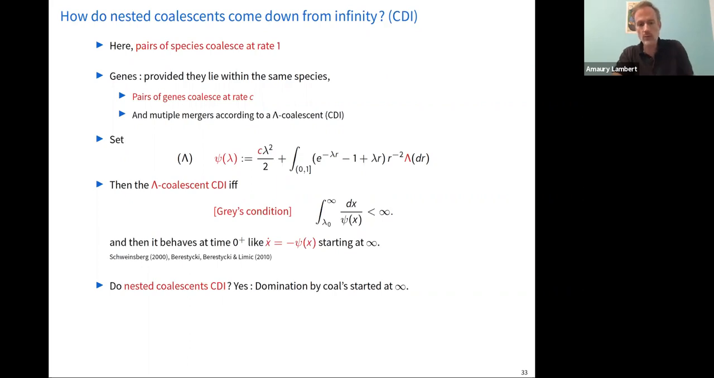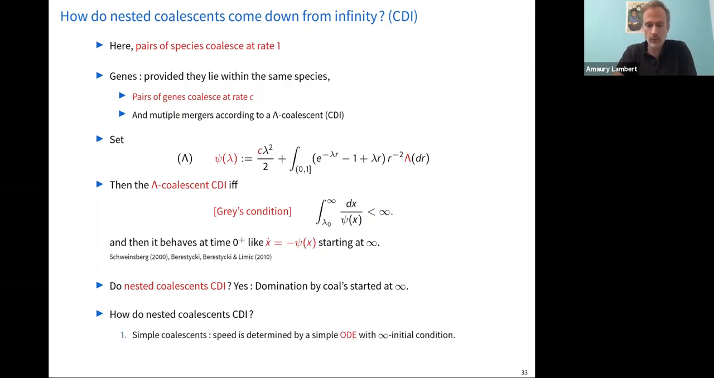Of course, you could ask whether nested coalescents come down from infinity. Actually, it's not difficult to conclude that, provided that the lambda coalescent of genes comes down from infinity, by domination by the coalescent started at infinity, you will always have a finite number of gene lineages in each of the finite number of species lineages. So these nested coalescents also come down from infinity.